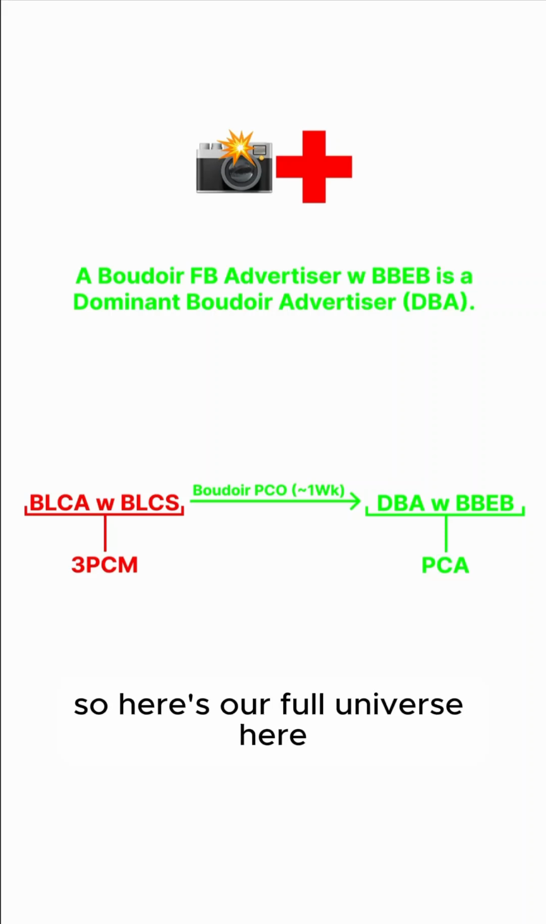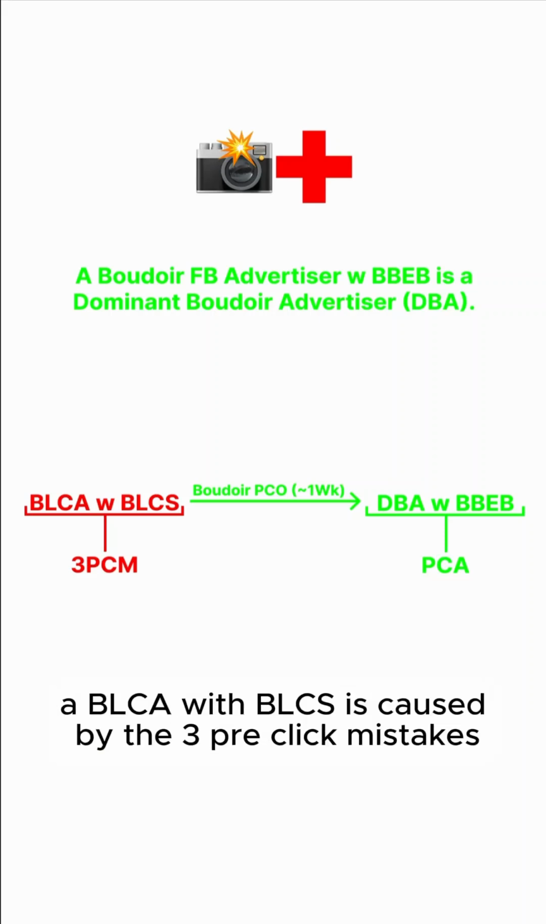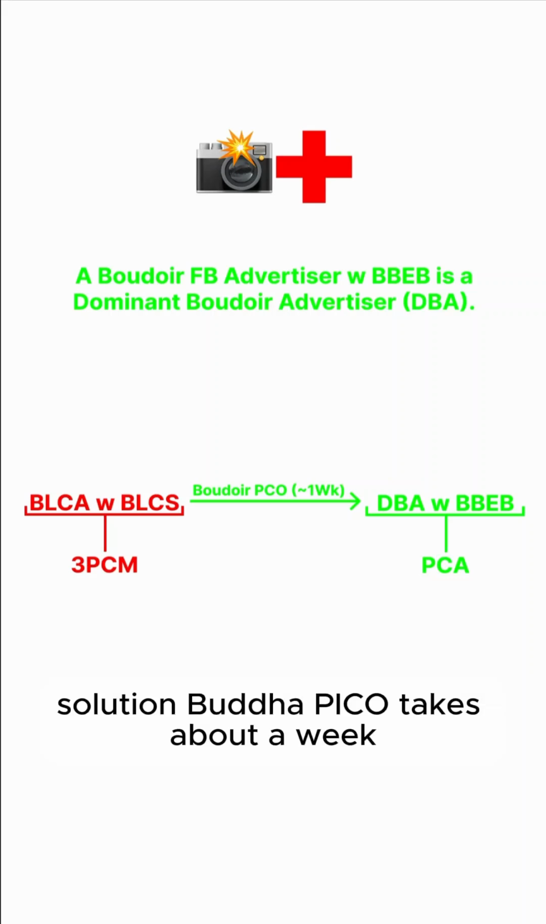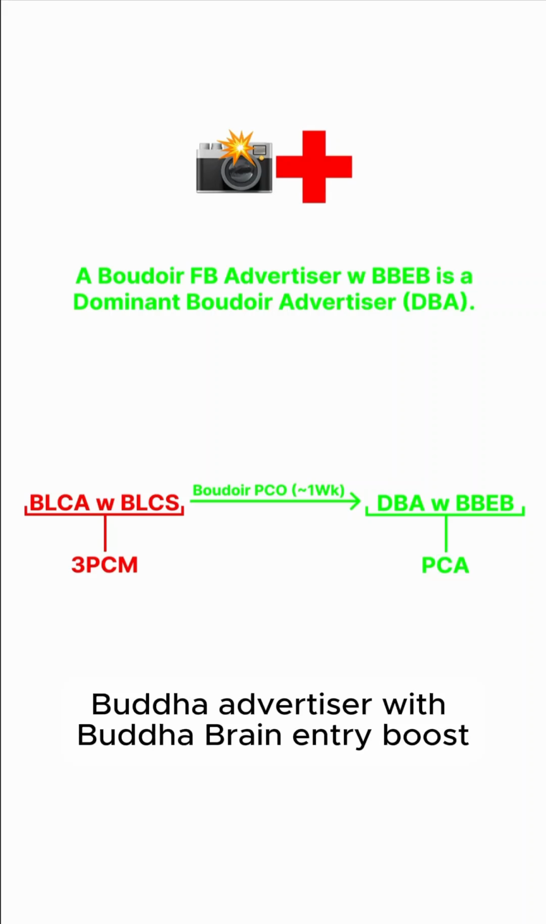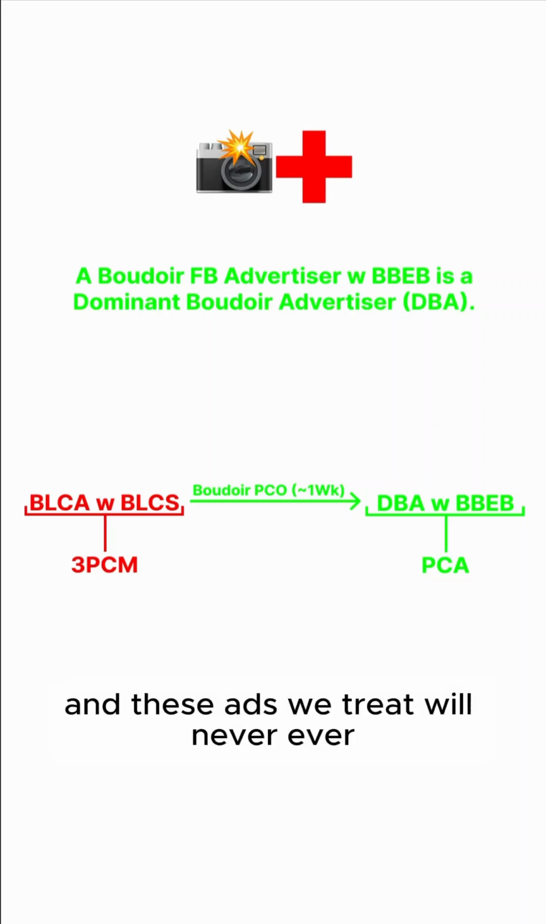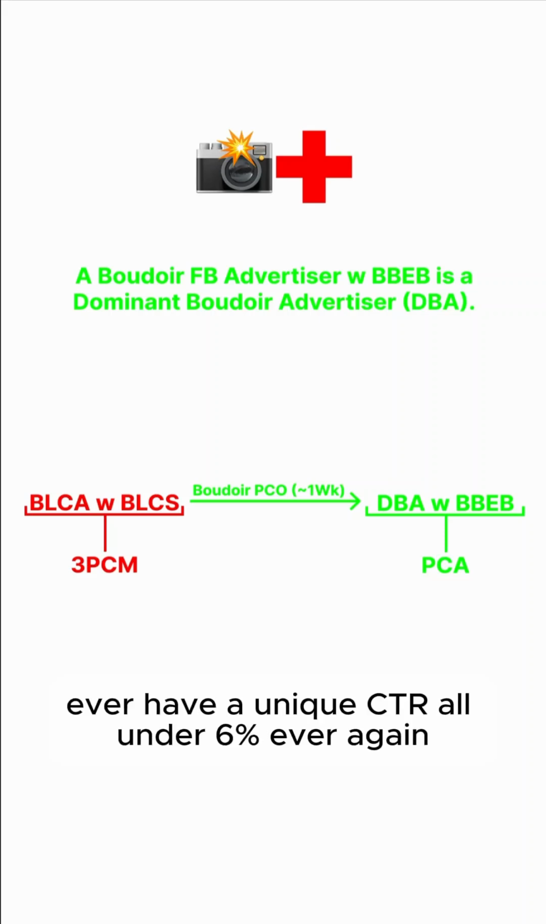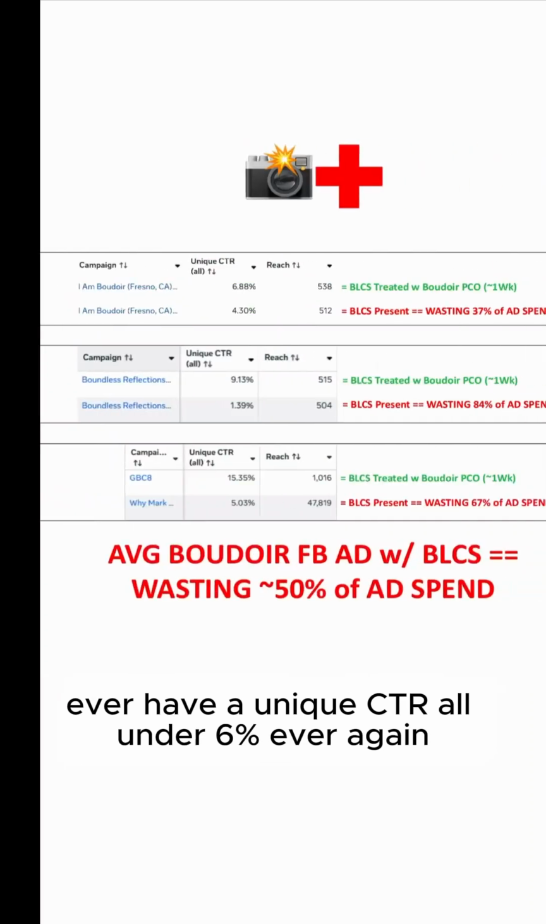So here's our full universe. A BLCA with BLCS is caused by the 3 pre-click mistakes. The solution, Boudoir PICO, takes about a week. Achieve pre-click alignment and become a dominant Boudoir advertiser with Boudoir brain entry boost. And these ads we treat will never, ever have a unique CTR under 6% again.